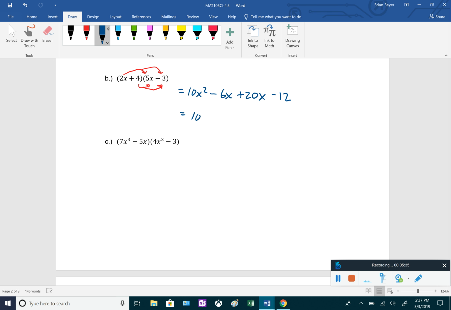Combine like terms, that's 10x squared. Negative 6x plus 20x is plus 14x. And then minus 12.